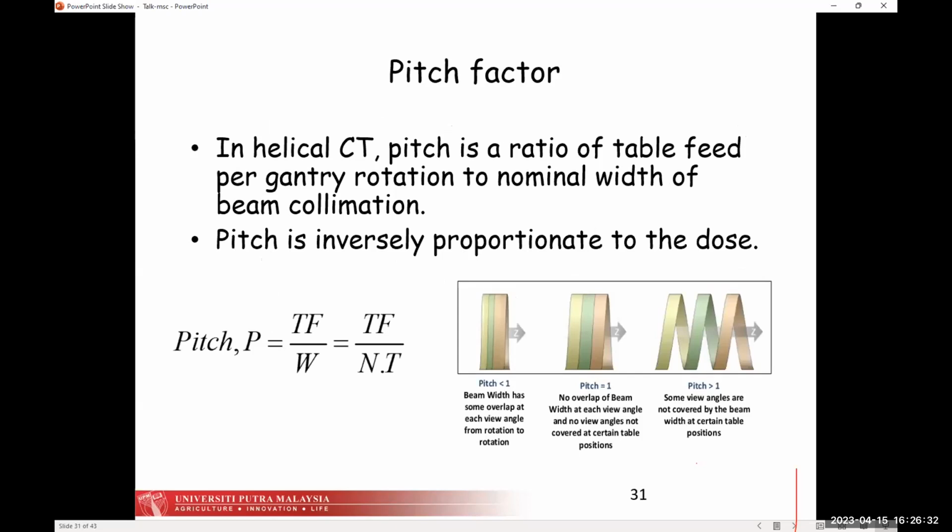And finally, the pitch factor. The pitch factor is the ratio of table feed per gantry rotation to the nominal width of the beam collimation. The pitch factor is inversely proportional to the dose. So when we increase the pitch factor, the dose will be reduced. But using a lower pitch factor, the dose will be increased.